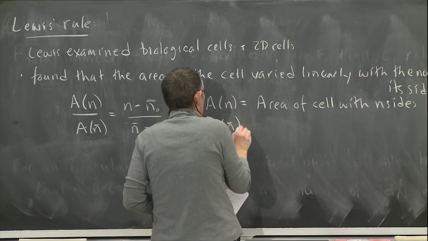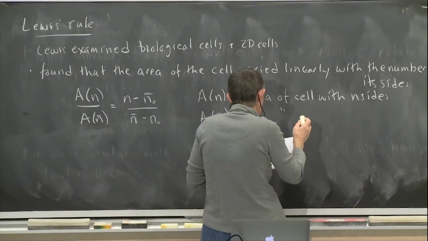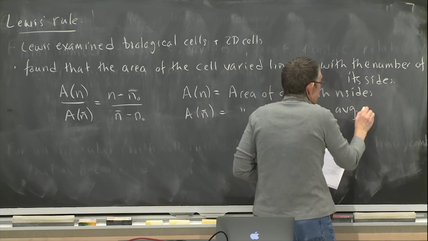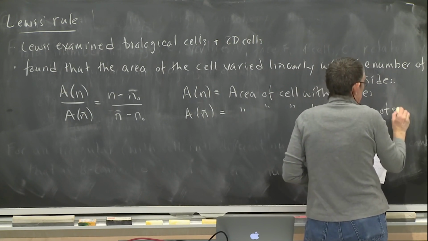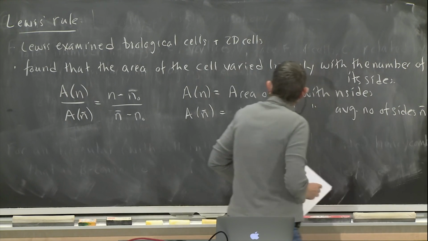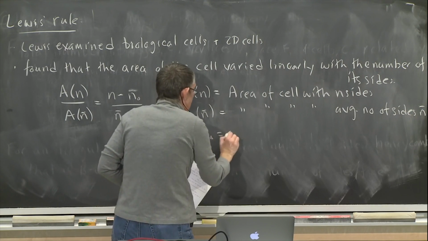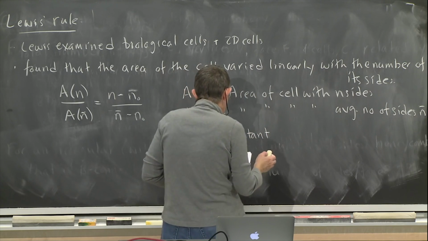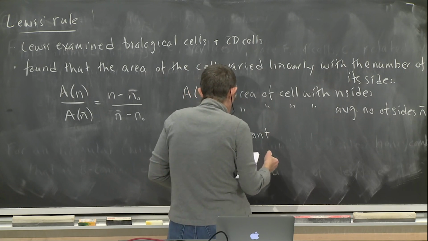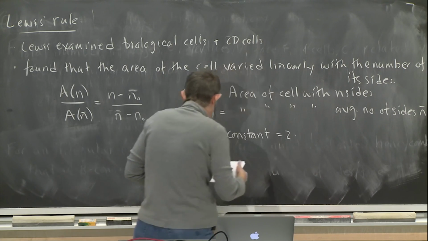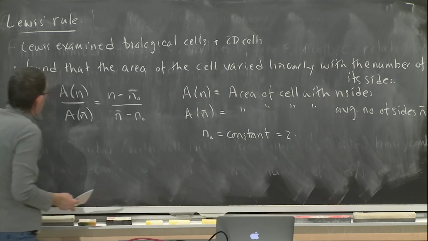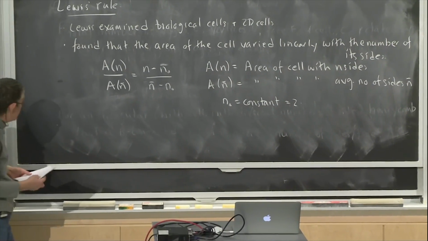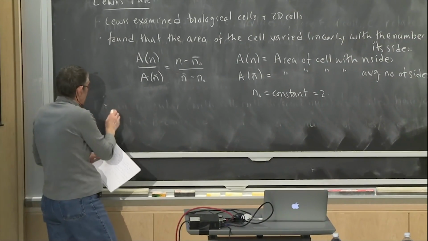And n bar is the average number of sides, and then n naught is just a constant. And he found that for 2D cells, n naught was equal to 2. And if you look at Voronoi honeycombs, remember last time we talked about those Voronoi honeycombs? You can show that this holds for Voronoi honeycombs.